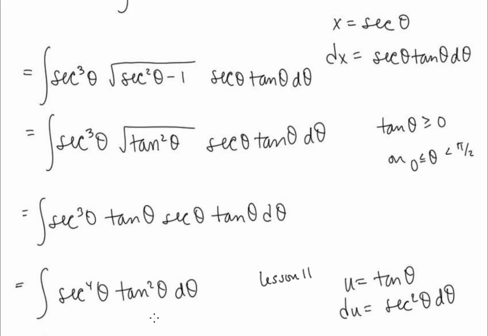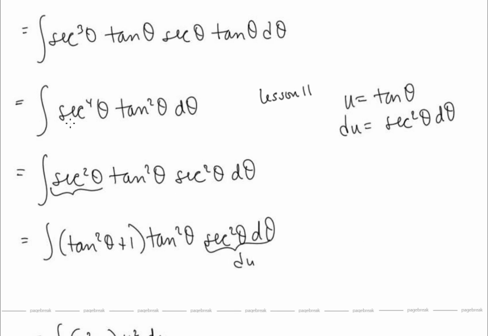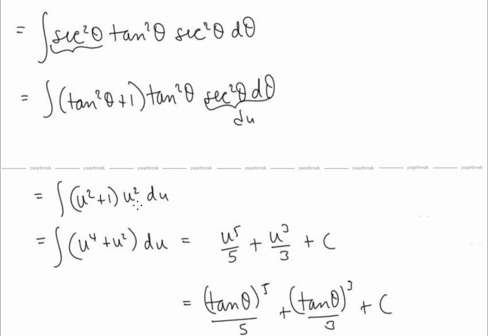And this is an integral of the type that we saw in lesson 11. And so here we're going to want to make u equal to tan theta, because we need a secant square theta then for du, and then the secant square that remains can be written in terms of tan square. So this secant to the 4th theta, we're going to make secant square theta times secant square theta. This secant square gets replaced by tan square theta plus 1. And so now we have a u square plus 1 times a u square times du. And so multiplying through and integrating, we're here.